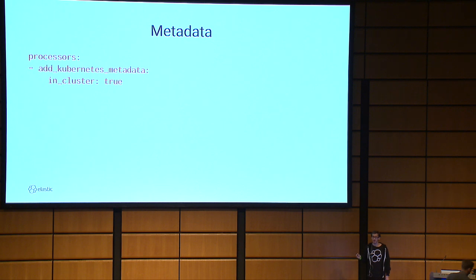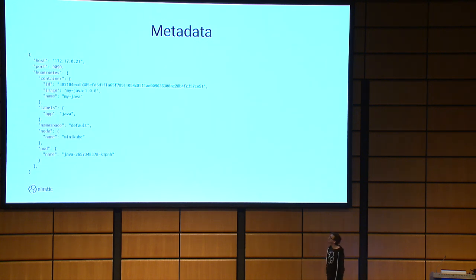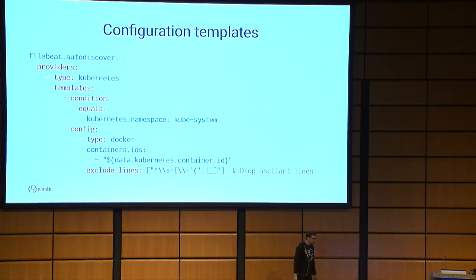You can enrich your metadata as well. So if that pod is part of the cluster, you can just say in cluster, and then it would know where to query the information from Kubernetes and enrich that. If it's not part of the cluster, you would need to actually configure where it can reach Kubernetes to query its API to get that information. What you would get out of that is something like this. Again, you have the container information, but you also get stuff like the namespace or the node name or the pod. Then you can enrich every single event and then filter down on that to figure out what is going on.